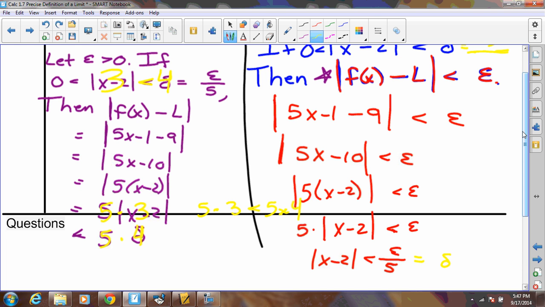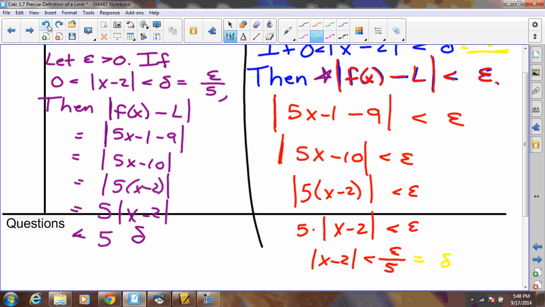When we substitute it in this particular method, that's all we're doing. We're taking a piece where we replace the absolute value of x minus 2 with the bigger number, delta, down at the bottom. It's just like replacing 3 with 4 to get something that's bigger than it.